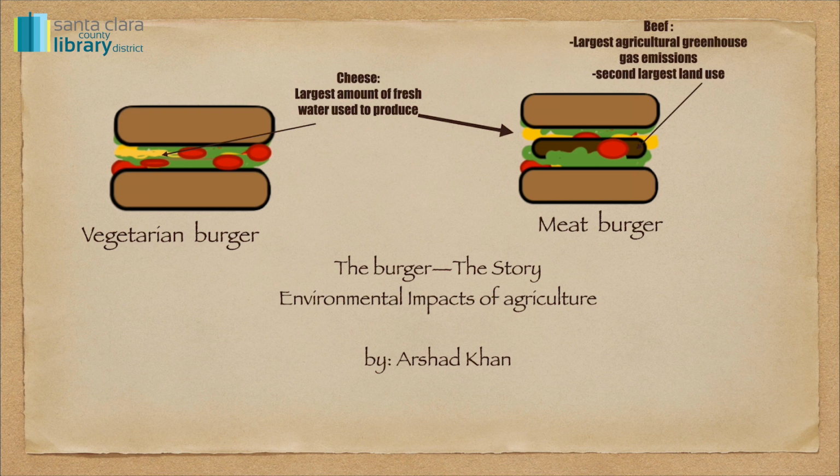Environmental impacts of agriculture. The Burger, the Story by Arshad Khan. Yummy! A cheeseburger! Fresh vegetables like tomatoes, onion, lettuce, cheese, and meat like beef. Or a vegetarian burger with all the healthy vegetables you can eat. Ever wondered where the produce came from? And how these vegetables are grown and processed? What about their environmental impacts? In this video, I will explain some of the environmental impacts of these food items and what we can do to reduce them.